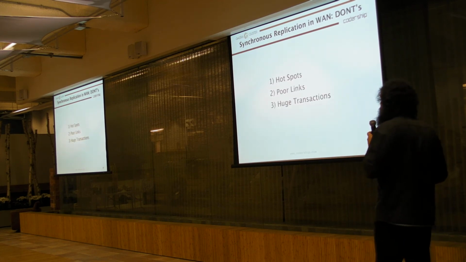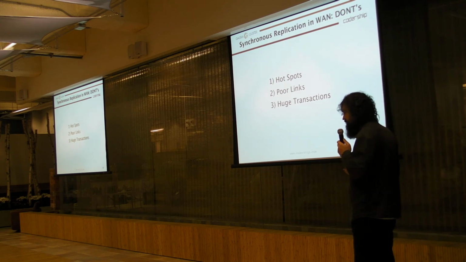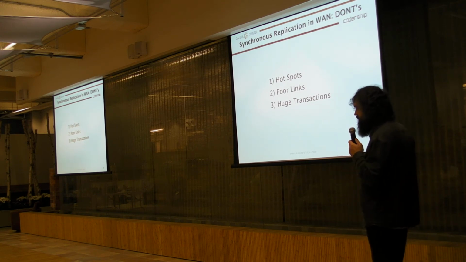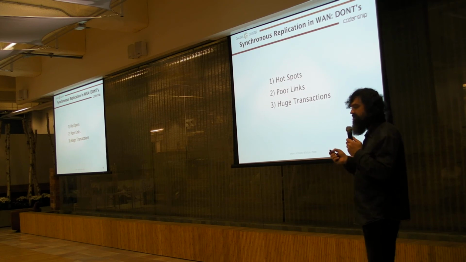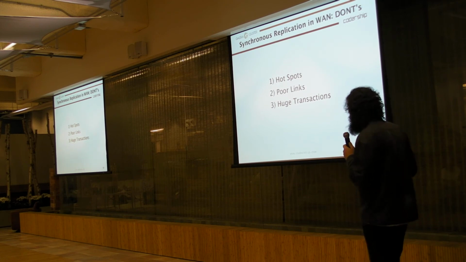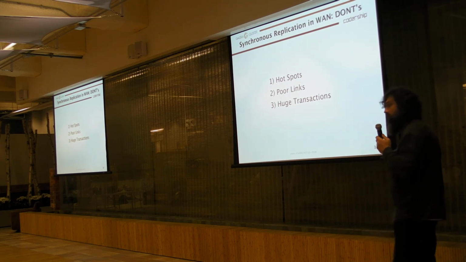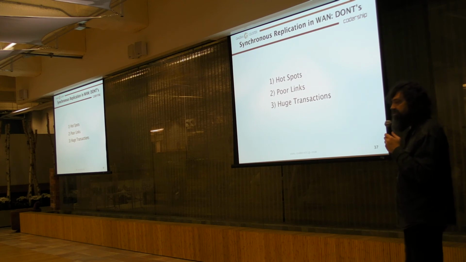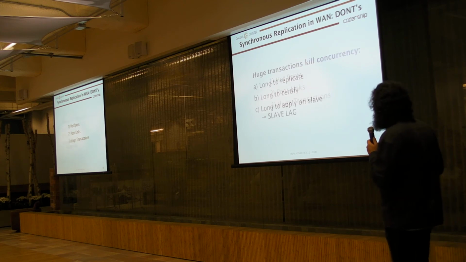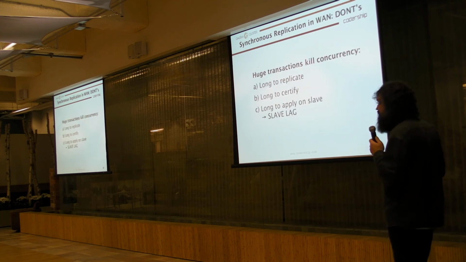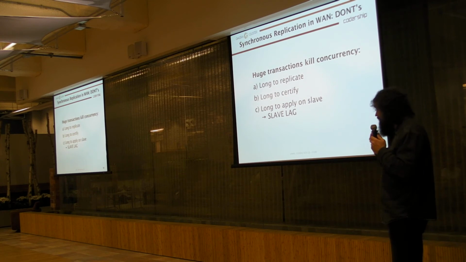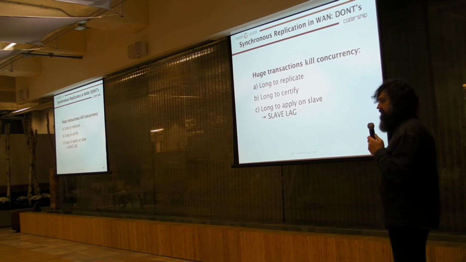Then another pain is huge transactions. Huge transactions are bad for many reasons, and huge transactions are bad everywhere. Huge transactions are bad for asynchronous replication just as well, and probably number 2 reason for slave lag. And huge transactions are just bad because they kill all your concurrency.